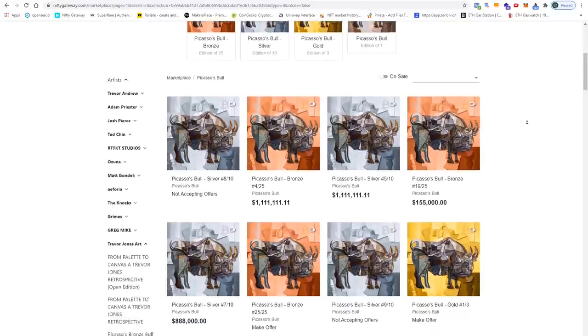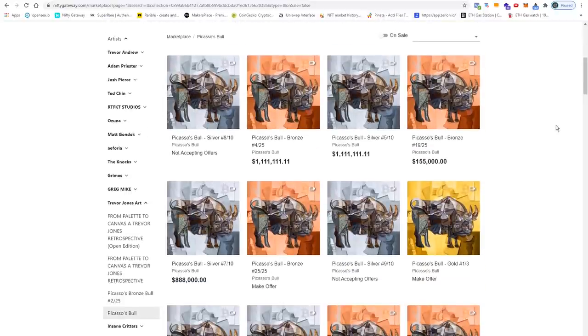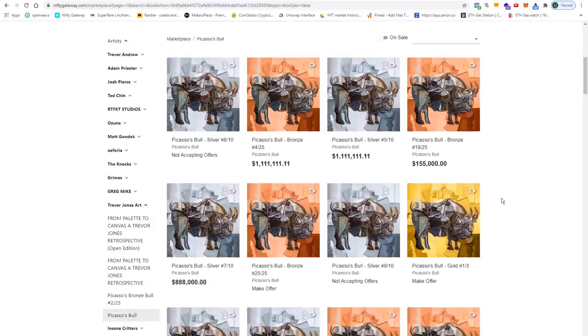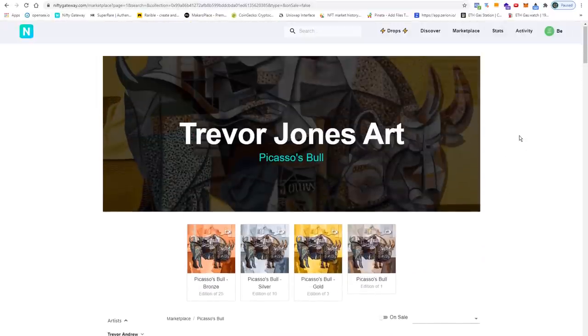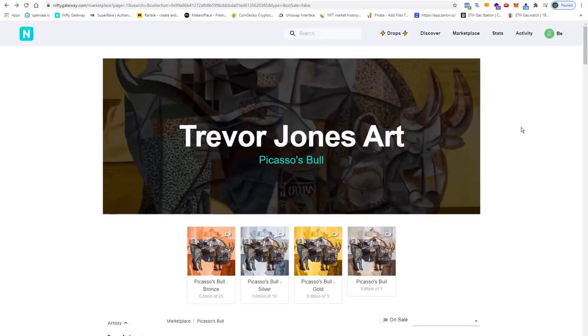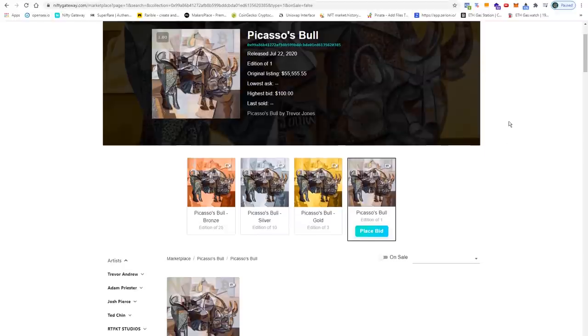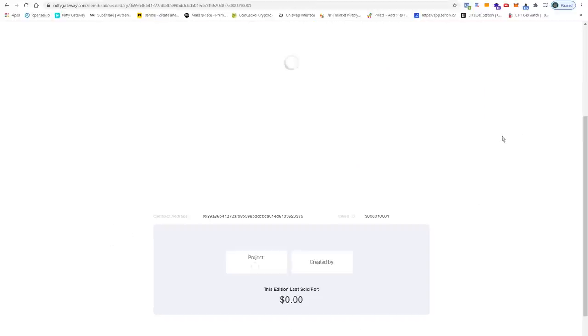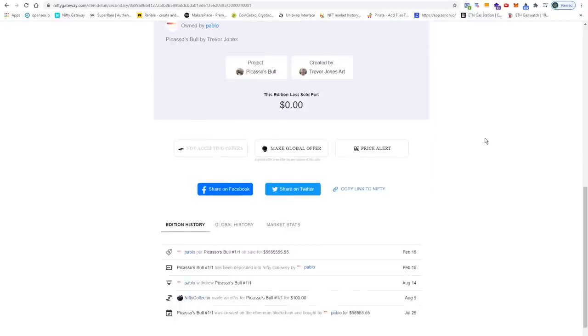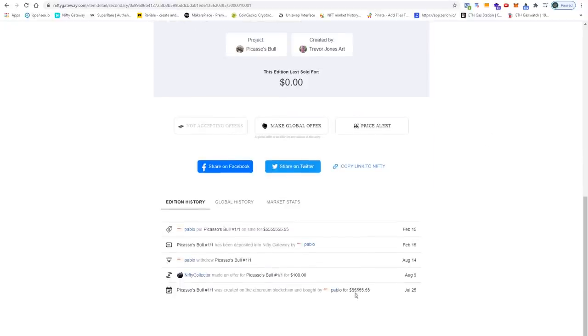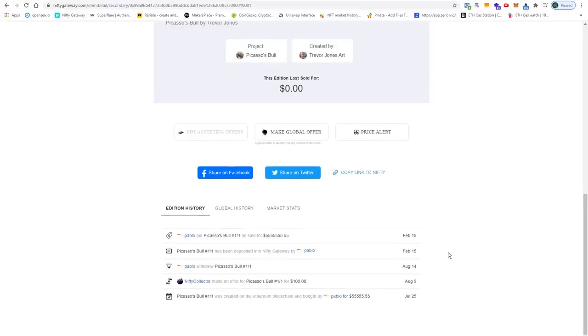Another very successful and great artist hosted on Nifty Gateway is Trevor Jones. He already did a couple of drops. The first one took place in July last year. It was Picasso's Bull. And this one also started as a physical painting. An interesting detail here is that the NFT of the original of this one here, edition of one, has been sold for more than the actual physical painting. So this one here was created July last year and it was sold for a little bit more than $55,000. And as far as I know, the physical painting was bought for something like $50,000.